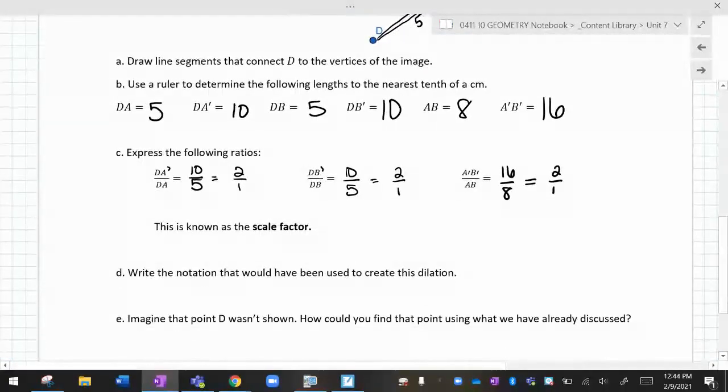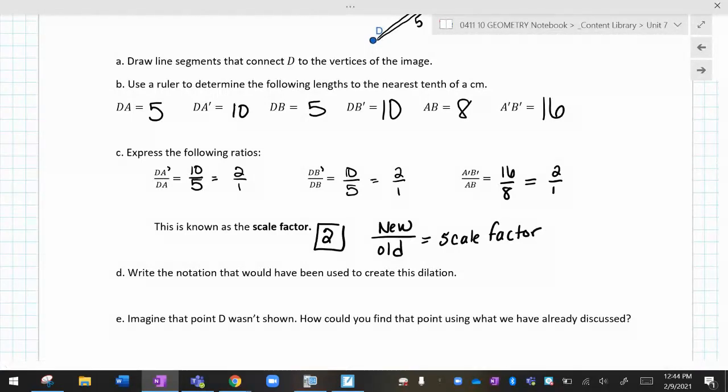Now, what's our scale factor? Our scale factor is 2, and underneath I want you to write that your scale factor is new divided by old. That will always get you your scale factor, new divided by old. Now write the notation that would have been used to create this dilation. When I write dilation notation, I need a center and I need a scale factor. Our center was point D, and our scale factor was 2.